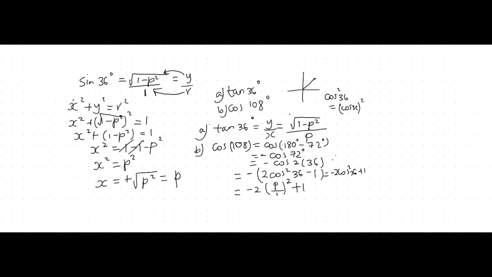Now let's simplify. We have minus 2, then p squared, plus 1. You can leave it like this, or you can rearrange it, have the positive first and the negative last. Then you have 1 minus 2p squared. So this is how you would do this one.